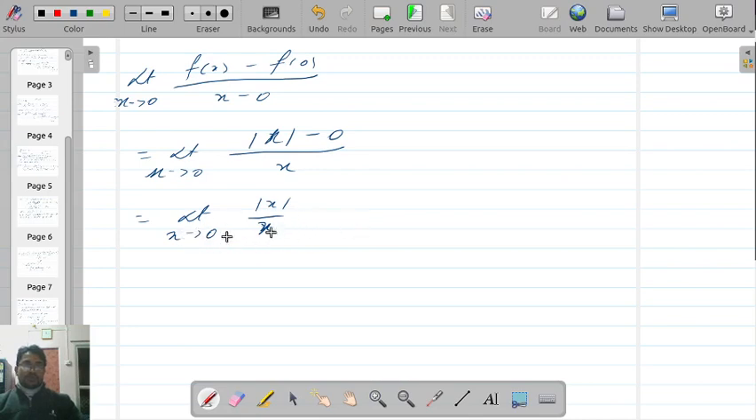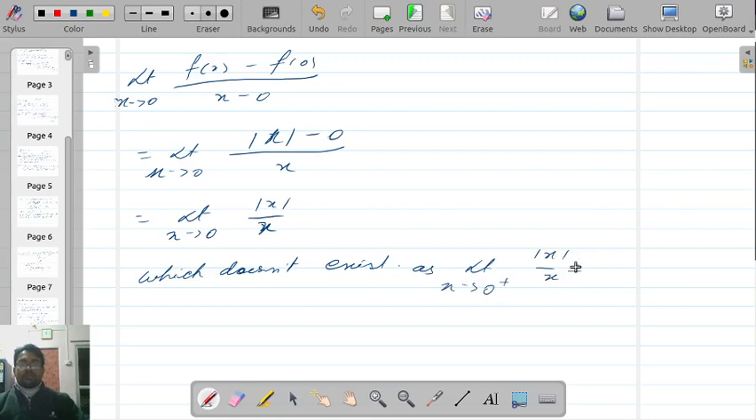So this limit doesn't exist. Why doesn't it exist? There are several ways of showing this. You can in fact show it using the left hand limit, right hand limit concept, so which doesn't exist, as the limit as x tends to 0 plus of mod x by x.